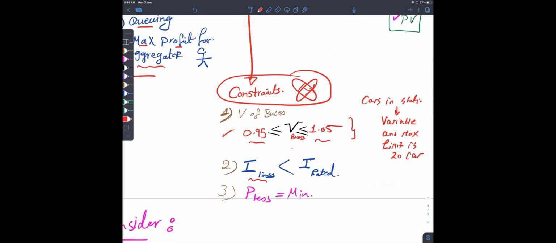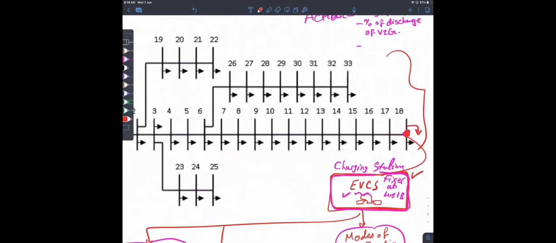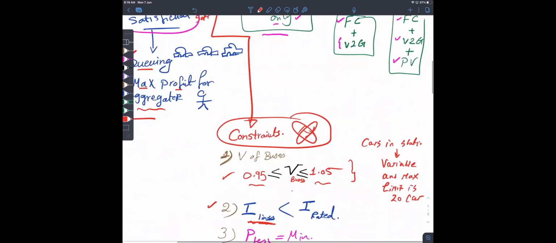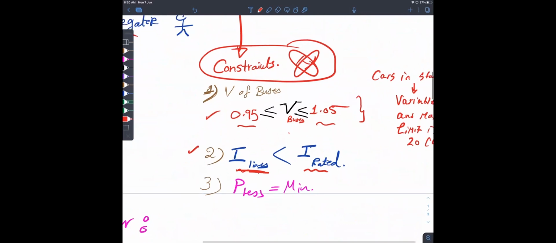The second constraint is the current in the lines. Since this is taking huge power, for example 10% penetration, 30%, 50%, more current will go through the lines, right? So I need the current to be less than the rated current, less than the maximum capability of the line current. Third one is that the power losses should be minimum.